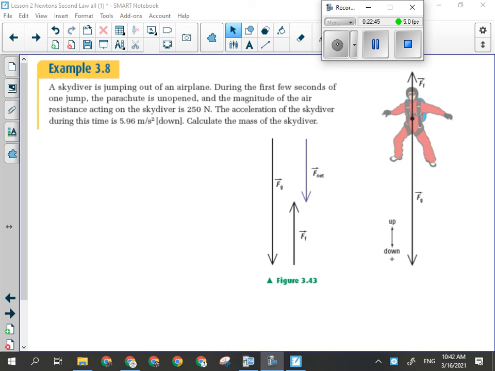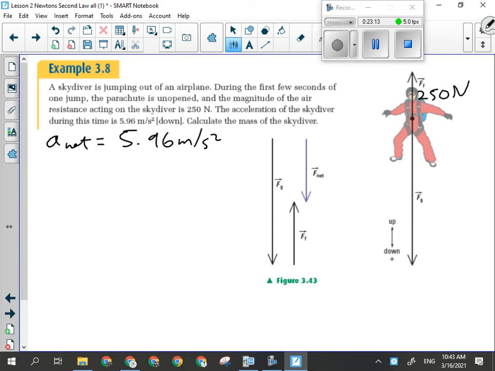Okay, so for this one, we still have the same forces. We've got gravity pulling down. Obviously gravity is bigger, because the person is falling. And we've got the force of air resistance, or friction, acting upwards on the skydiver. We know that this force of friction is 250 newtons, and we know that their net acceleration is 5.96 meters per second squared in a downward direction. The other force is obviously the force of gravity.